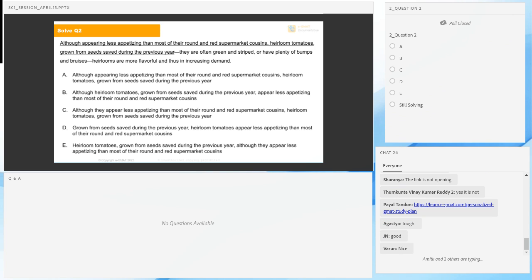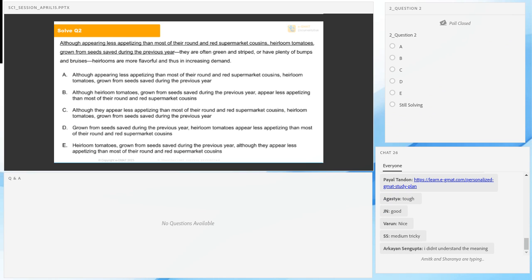So this one was tough. How many of you got stumped by the sentence structure? Didn't understand the meaning? Okay.